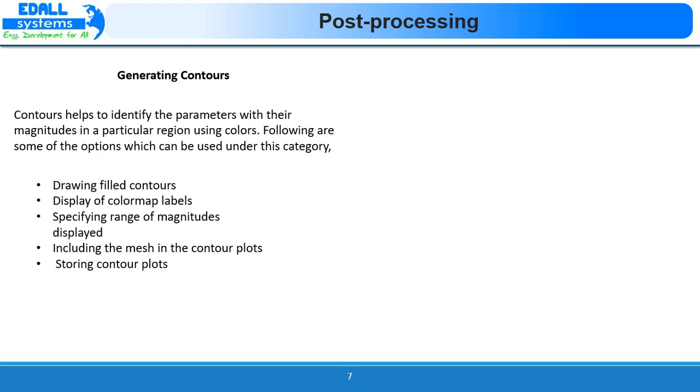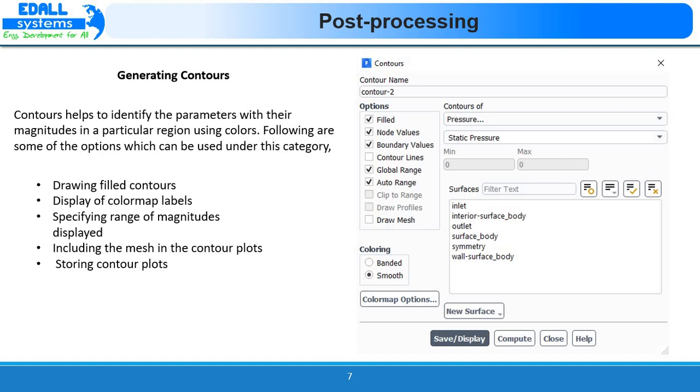These are some of the features which we can use, and this is the dialog box which we can use for generating our contours. We can draw filled contours, or otherwise we can just use lines. Then we can display our color map labels to the scale, in which we will get our minimum and maximum range. We can change the position of that color map, we can change the values, we can change the colors which it shows, then specify the range of magnitudes displayed. Here in the minimum and maximum range which it shows, we can alter that as well.